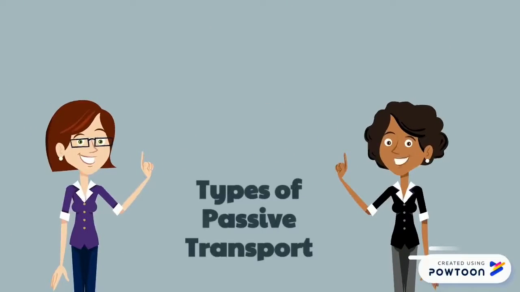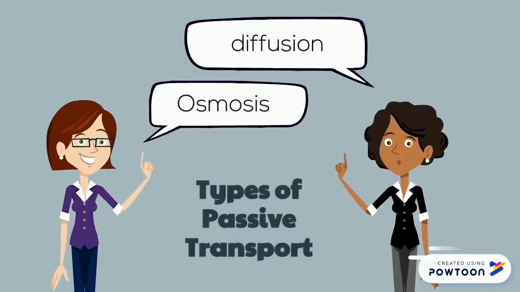So now that you know two types of cell transport, which are passive and active, you should know that passive transport is divided into two types, which are osmosis and diffusion. There are two types of passive transport. You have diffusion and osmosis. Diffusion is the movement of particles from a higher level of concentration to a lower level of concentration. Osmosis is the movement of solvent particles across a semi-permeable membrane from a dilute solution to a concentrated solution.